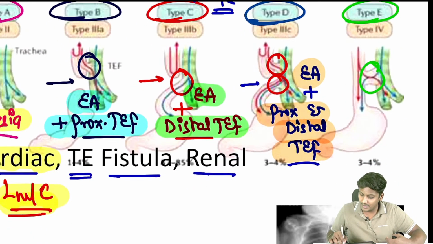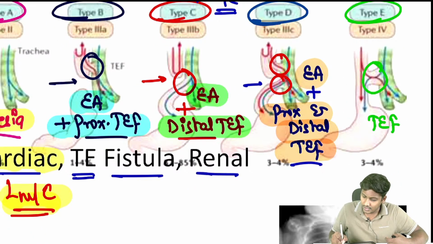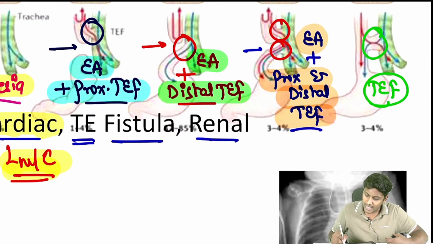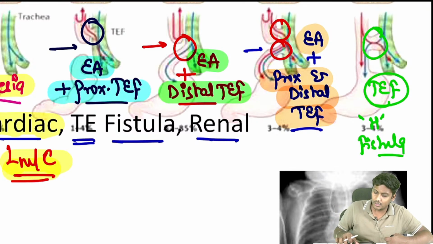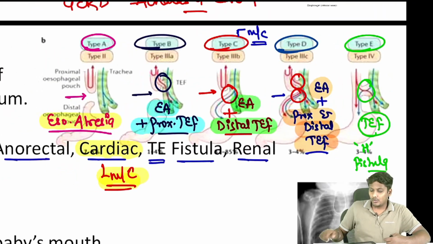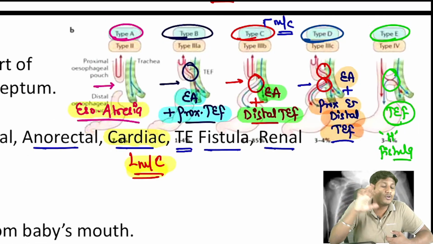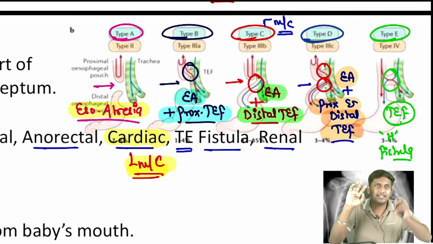Okay. So this type E, here we only have a tracheoesophageal fistula, and this is called a H type of fistula. Can you see it makes a H shape? Therefore it is also known as a H type of fistula. Got it? That is type E. So quickly, only esophageal atresia is type A, only tracheoesophageal fistula is type E.